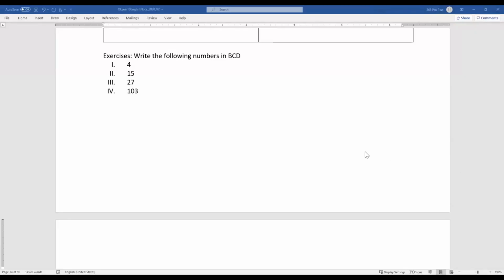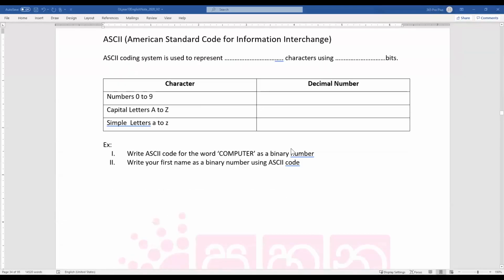So represent the following 4 numbers in BCD. That means 4, 15, 27, 103. So let's move to the next one.